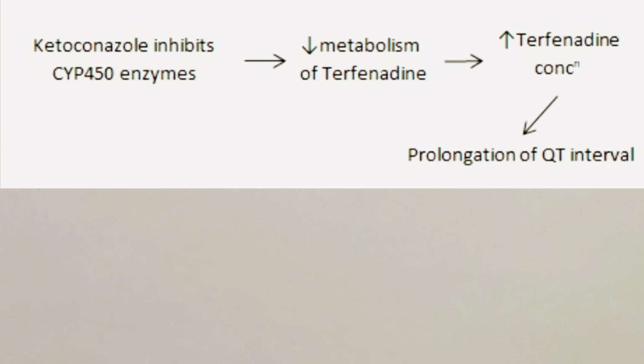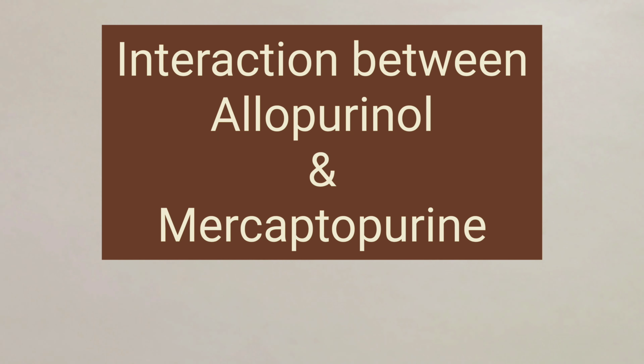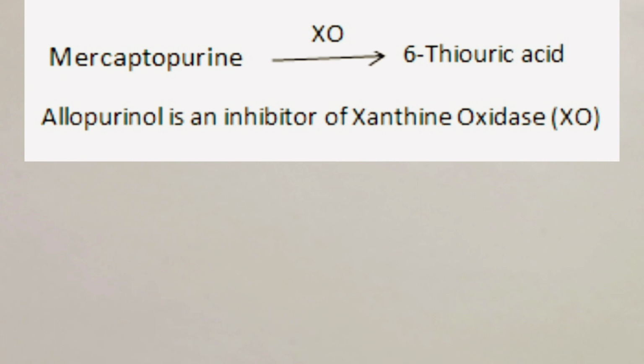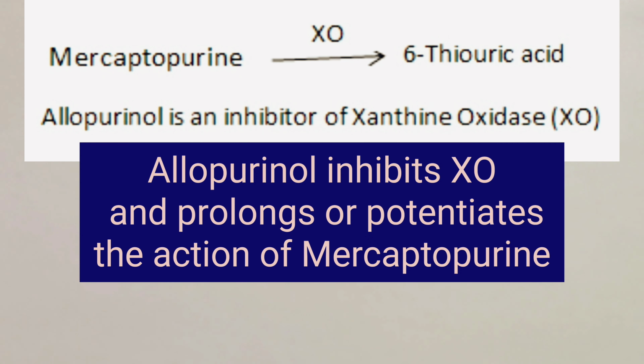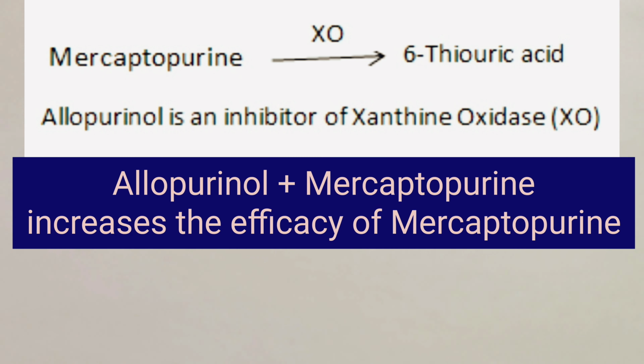The second example, the interaction between allopurinol and mercaptopurine. Allopurinol is an inhibitor of xanthine oxidase which converts xanthine to uric acid. Mercaptopurine is metabolized by xanthine oxidase and allopurinol, by inhibiting xanthine oxidase, prolongs the action of mercaptopurine. Therefore, when allopurinol is administered together with mercaptopurine, the action of mercaptopurine is prolonged or potentiated.